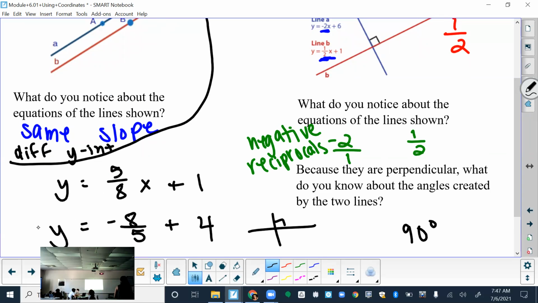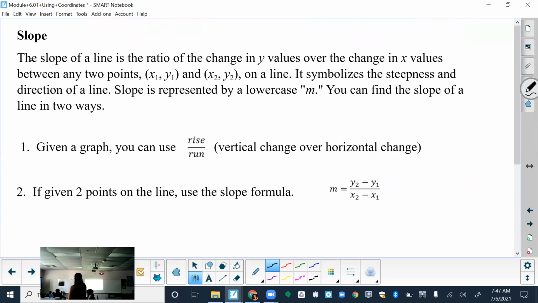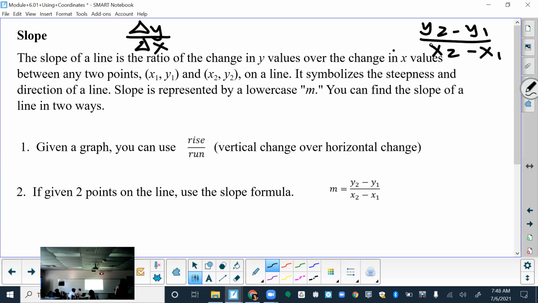All right, anyone need me to stay on this page? All right, so slope. We talked about it a little bit, but just to review, slope is the ratio of change in y values over the change in x. It can be shown a ton of different ways. It can be shown like this, change in y over change in x, so the triangle means change. It could be that one equation you learned in Algebra 1: y2 minus y1 over x2 minus x1.